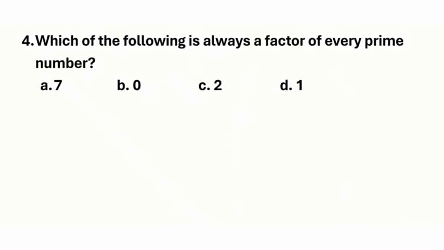The fourth one. Which of the following is always a factor of every prime number? So again, it's the concept of prime numbers, and this question is based on theory, and you should know that 1 is a factor of every prime number. So for your information, I'm teaching again. Prime numbers are the numbers which get divisible only by 1 and itself. Say for example, 3. 3 ones are 3. It has factors 3 and 1.